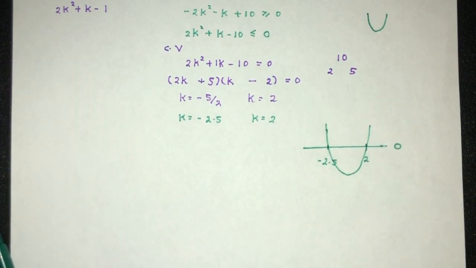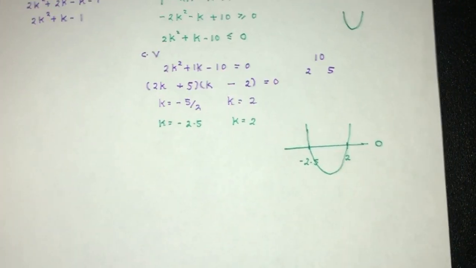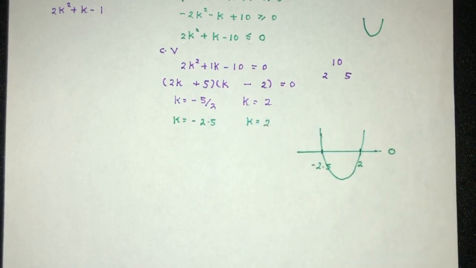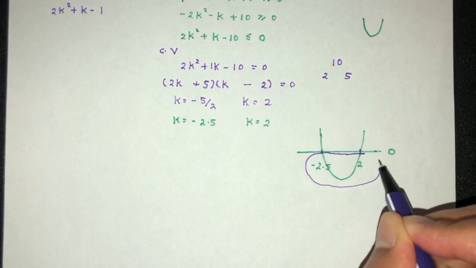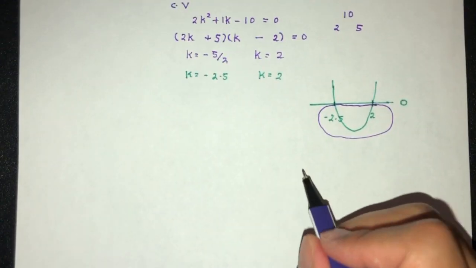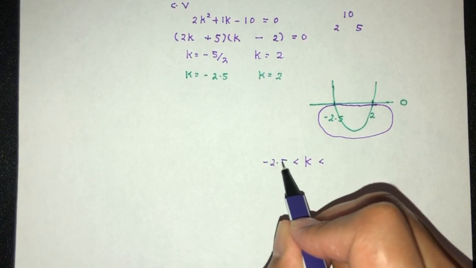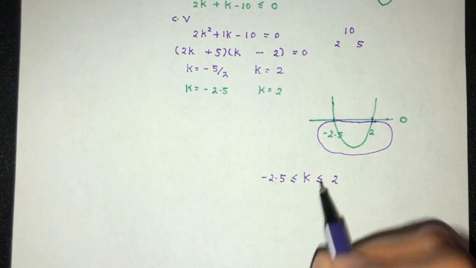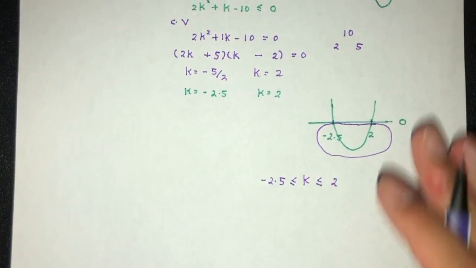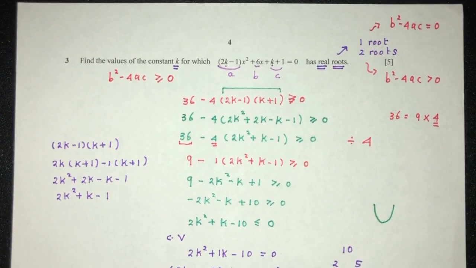Right. Now, as you can see, the goal here is to find the values less, which is below the line. So it will be the values right here. Of course, that will be k has to be between minus 2.5 and also 2. But given that it also has the equal sign, we have to include the equal sign. So this will be your answer for the values of k for which this equation has real roots. And that will be your question number 3.